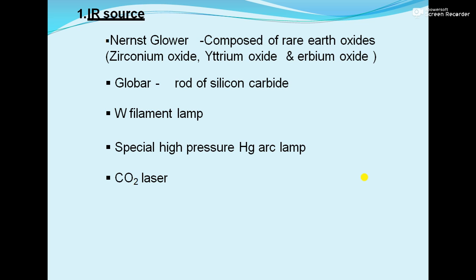So one by one we are going to discuss the important components of the IR spectrophotometer. The first is the IR source. In IR source we can use Nernst filament, globar, incandescent wire, mercury arc. The Nernst filament is made up of zirconium oxide, yttrium oxide and erbium oxide. The globar is a rod of silicon carbide, and tungsten filament can also be used. So these are the different IR sources which can be used.